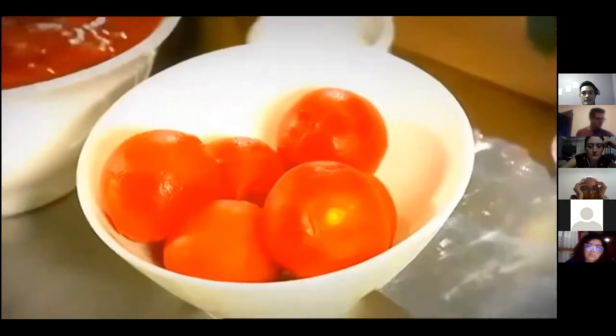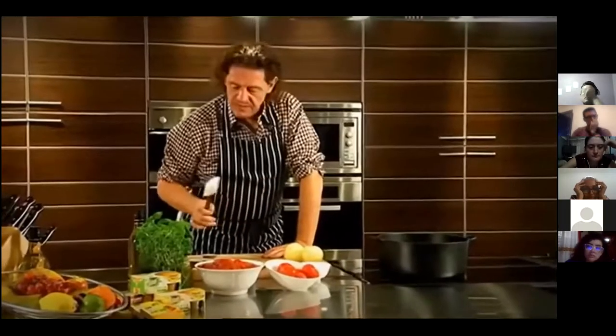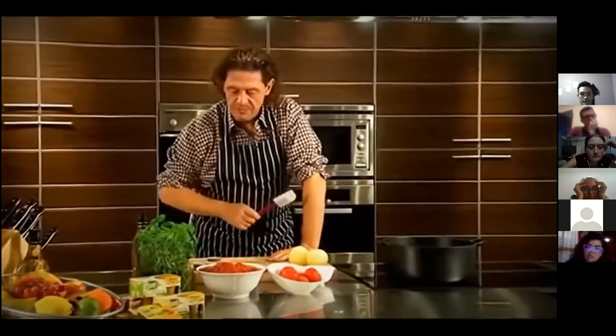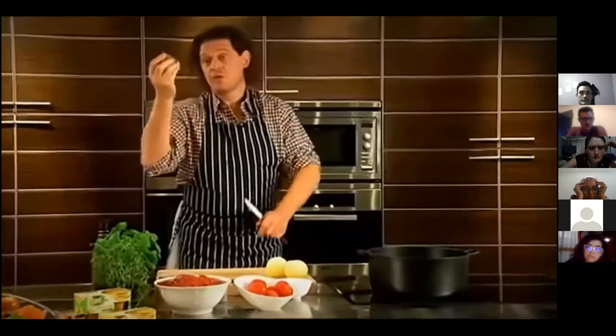Fresh tomatoes, tinned tomatoes, garlic, onions, bay leaves, basil, thyme. And of course, vegetable stock pot. But I could use chicken if I wanted, but today I'm going to use vegetable.